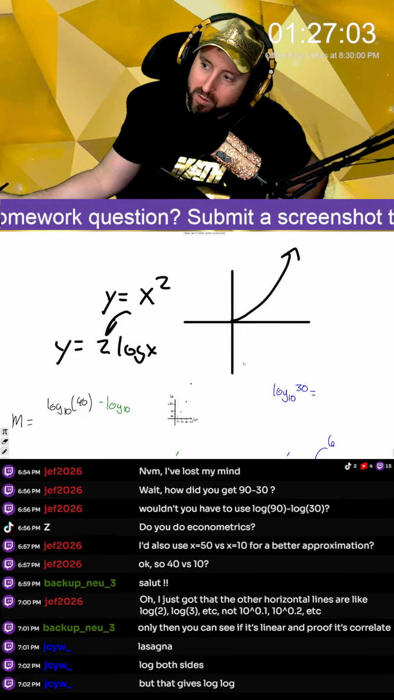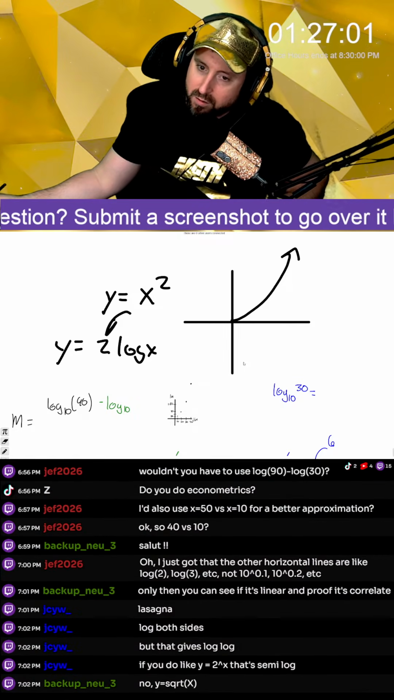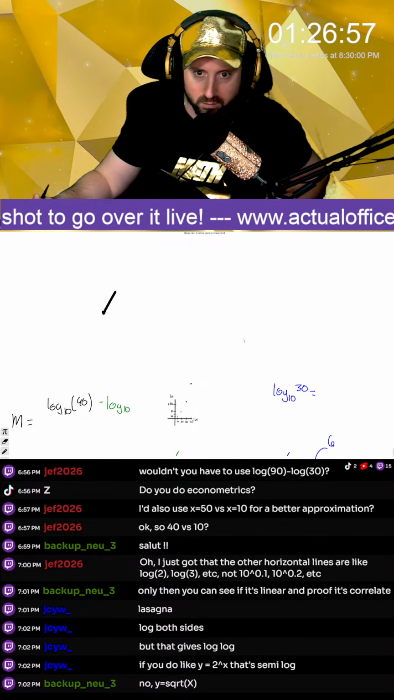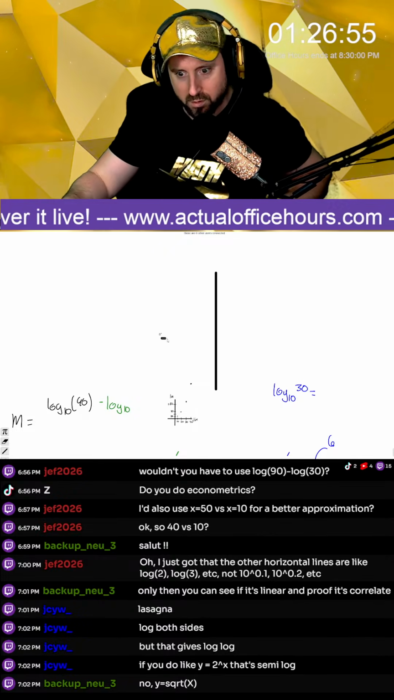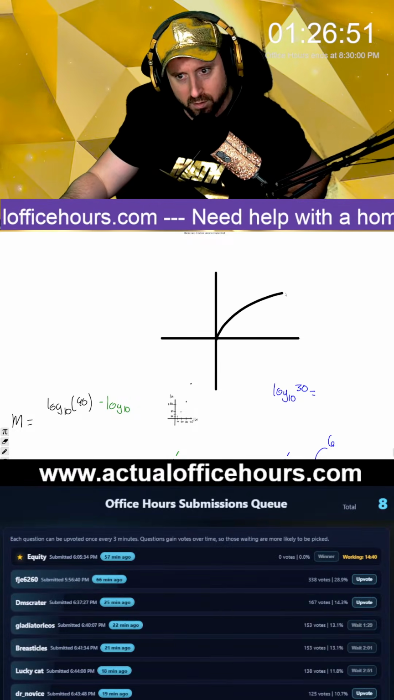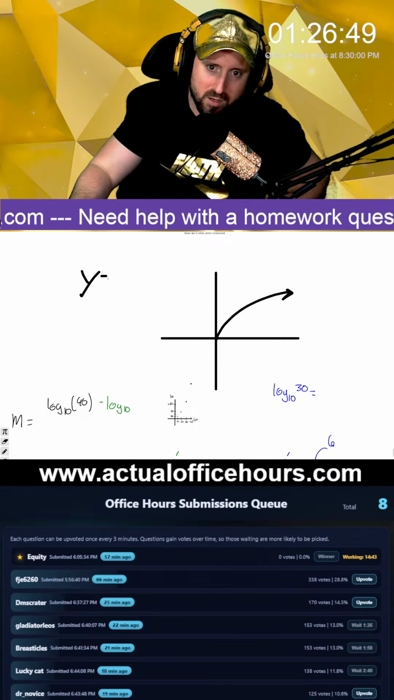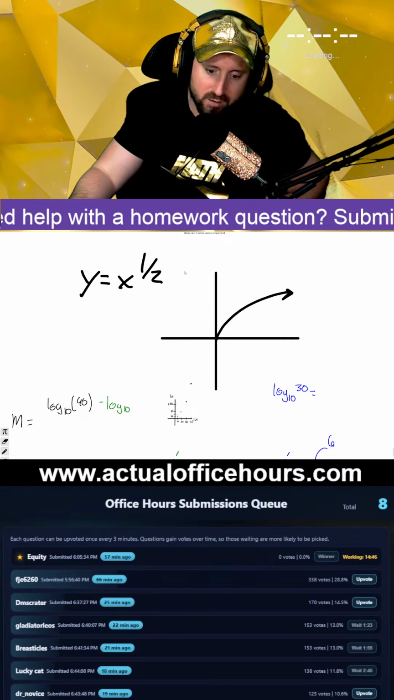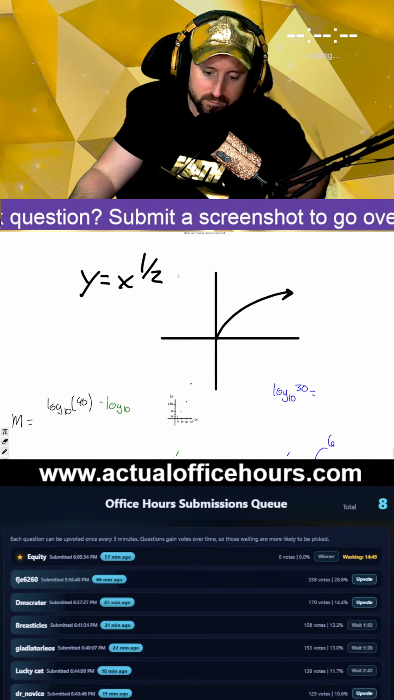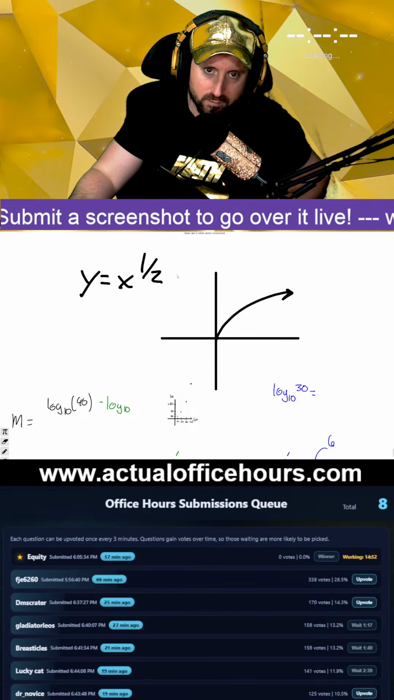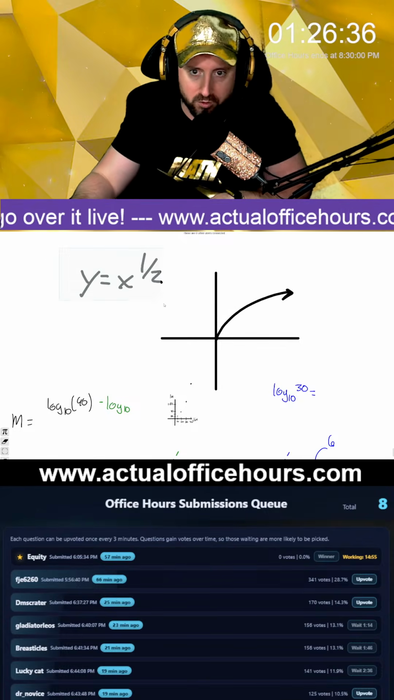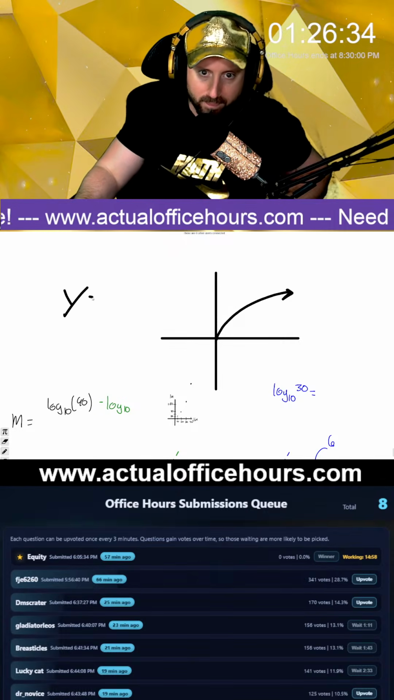How do I do this? Okay, y equals square root of x. You want me to do that? Okay, we can do that as well. I don't think I want y equals... like that? Y is equal to x to the 1/2? Oh, if you do y equal 2 to the x. Okay, let's try that. Sorry. I like that better.